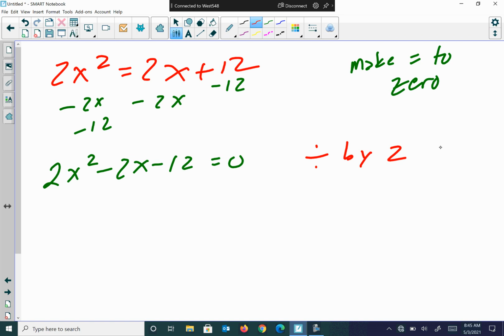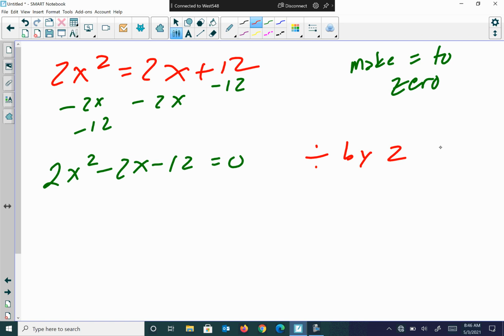You got it? Okay. Does everyone agree up to that point? Would you still get the same answer if you didn't divide by 2? No, if you moved 2x to the other side? Oh, so it would be negative 2x squared plus 2x plus 12?